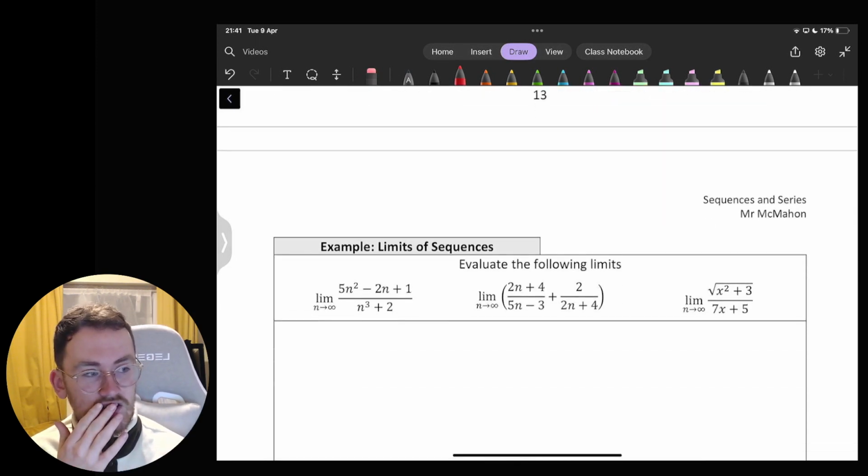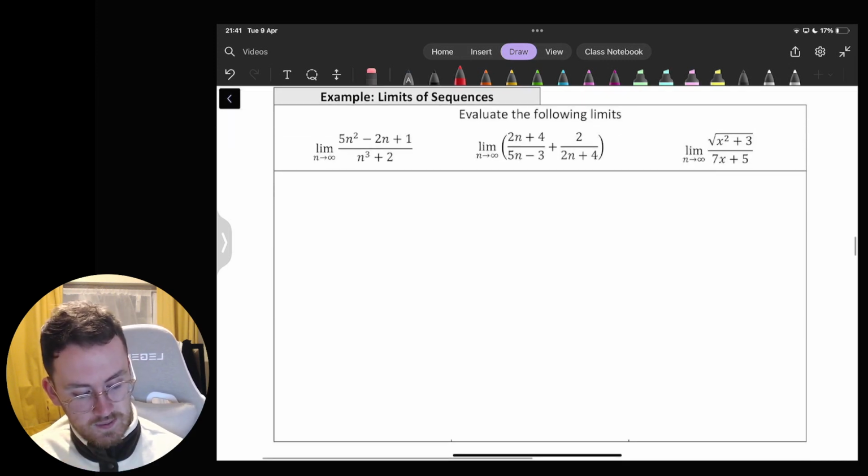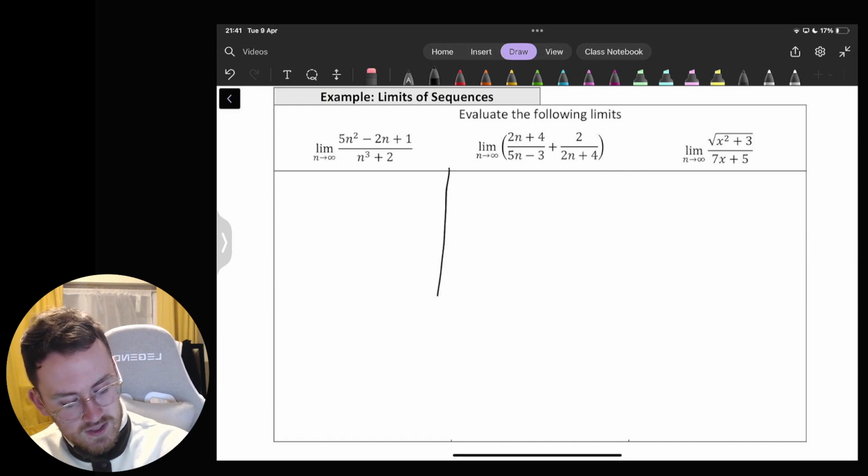But just getting stuck into some of our limits here, we're not going to spend an awful lot of time on this because you can go back to calculus where we maybe went into a bit more detail in terms of these limits anyway. But looking at the limits of a sequence here, evaluate the following limits.